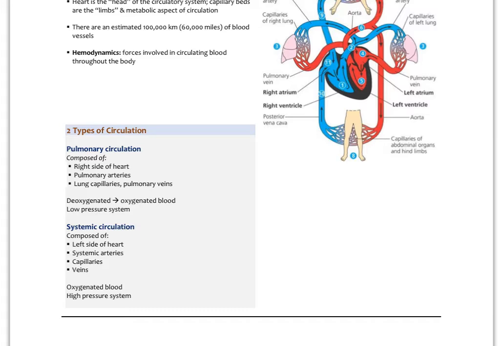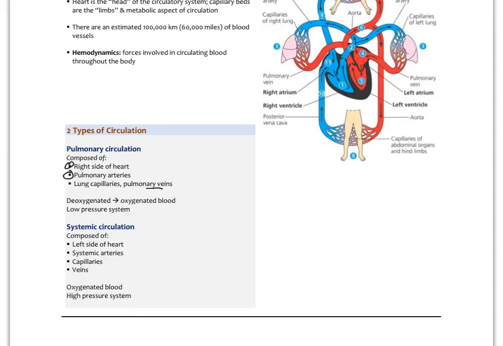That's composed of the right side of the heart that receives venous blood from the body. It sends it through the pulmonary arteries. It's the only artery in the body that carries deoxygenated or venous blood. And then that blood goes to the lung capillaries. As we saw in the respiratory block, that's where it interacts with oxygen. Carbon dioxide is exchanged as well. And then the blood leaves the lungs via the pulmonary veins, which carry, in this case, oxygenated blood.